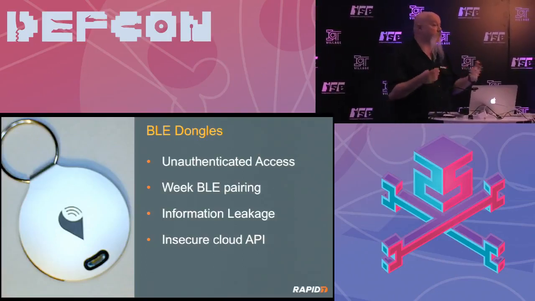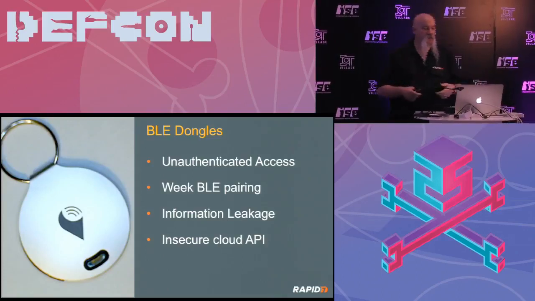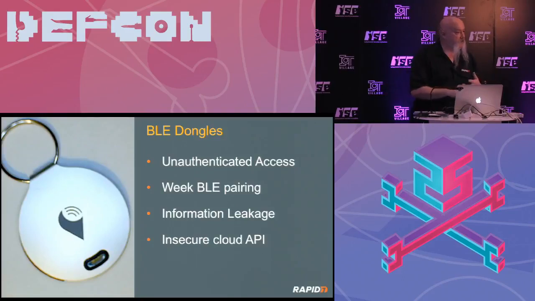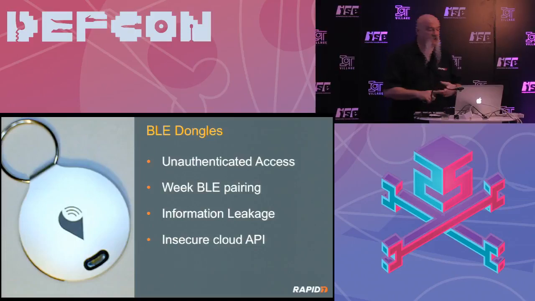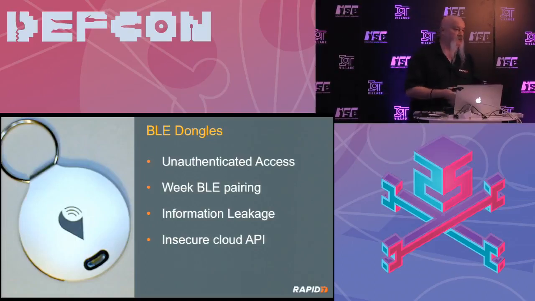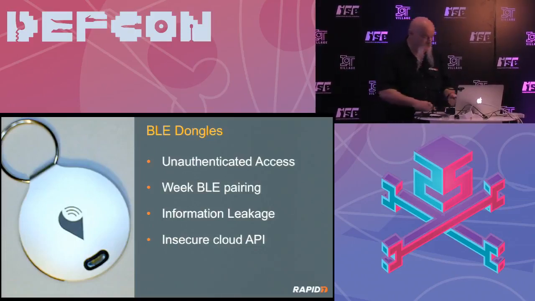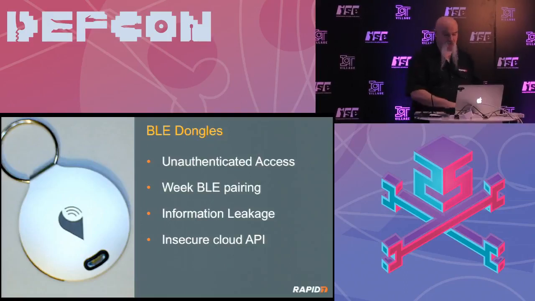Obviously, I would consider more of a privacy issue. So unauthenticated access was identified, weak BLE pairing, which is another common vulnerability we encounter, information leakage, and insecure cloud APIs. So what we want to do is, I actually have one here.